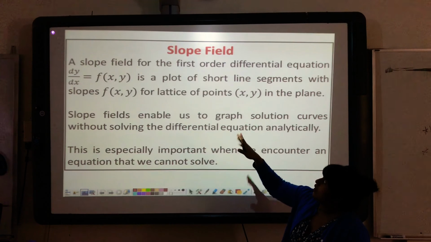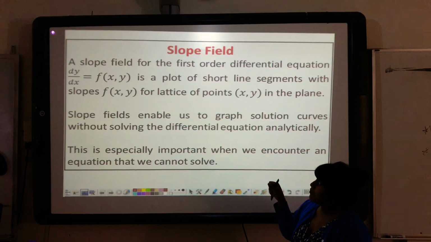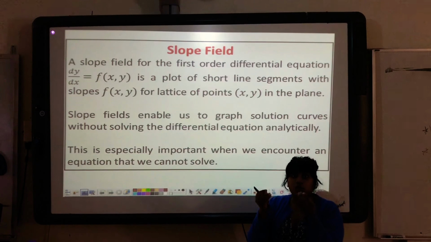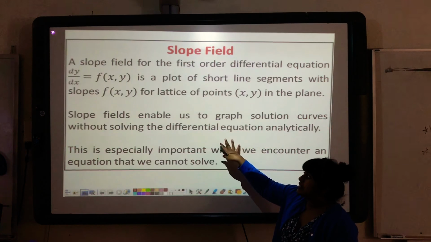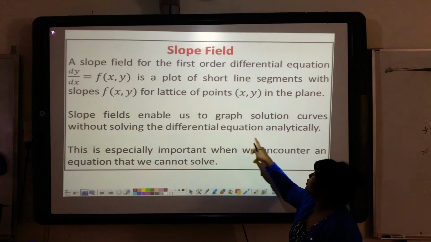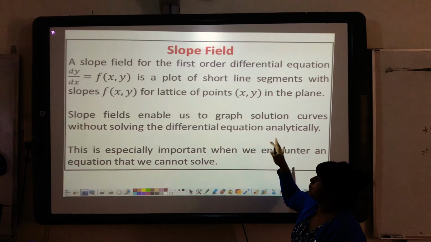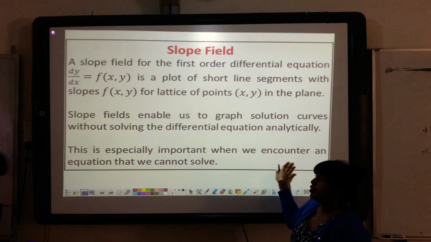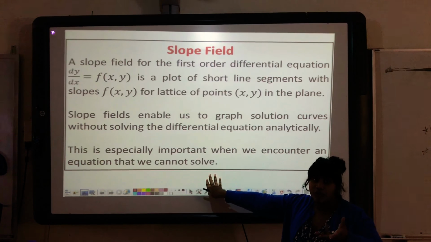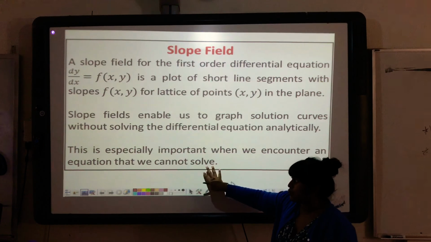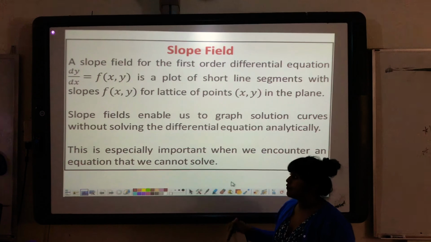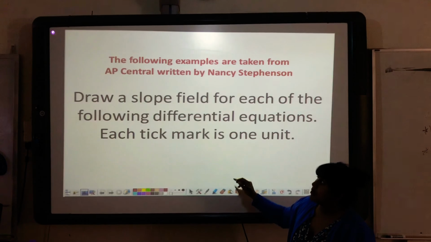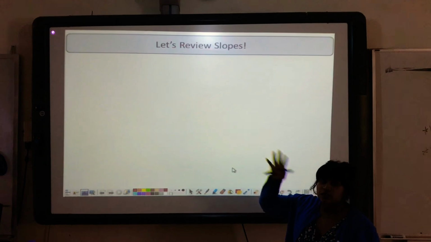This is in your packet, but all this whole thing is saying is that we're going to look at each coordinate point basically, and determine what its slope is. And this lets us solve differential equations analytically without having to understand other things. So if we have a question that we couldn't have solved algebraically or with calculus notation, then we can use differential equation slopes, our slope fields, to figure it out. So we're going to begin with this, but before we begin, let's review some slope information.